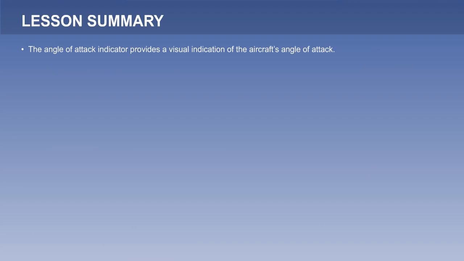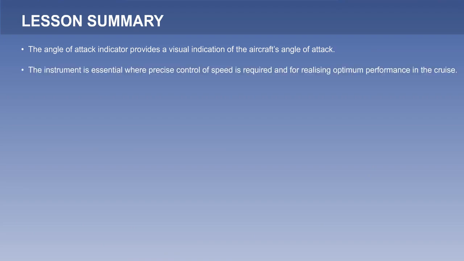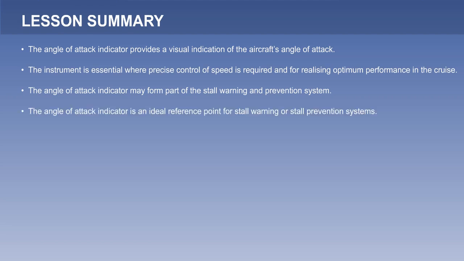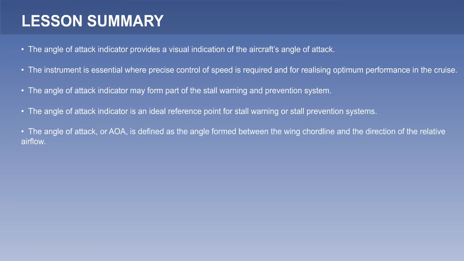The angle of attack indicator provides a visual indication of the aircraft's angle of attack. The instrument is essential where precise control of speed is required and for realizing optimum performance in the cruise. The angle of attack indicator may form part of the stall warning and prevention system. It is an ideal reference point for stall warning or stall prevention systems. The angle of attack, or AOA, is defined as the angle formed between the wing chord line and the direction of the relative airflow.